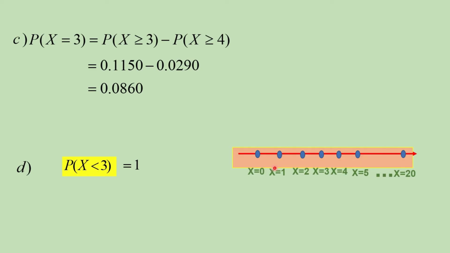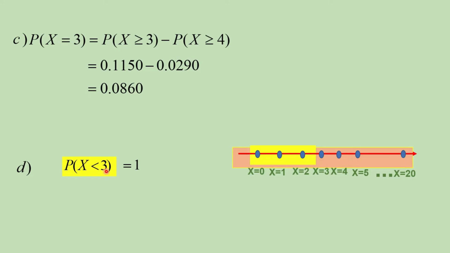This is the total of all the probability from x equals 0, 1, 2 until x equals 20. The sum of all the probability is equal to 1. Then the green rectangle here is the summation of all the probability from x equals 0, 1 and 2, because the question asks to find the probability of less than 3, meaning 3 is not included here.